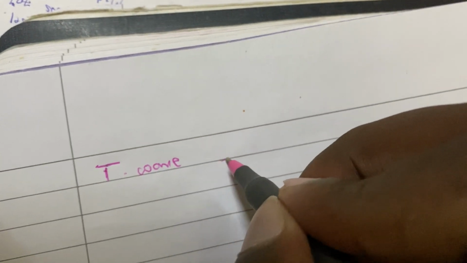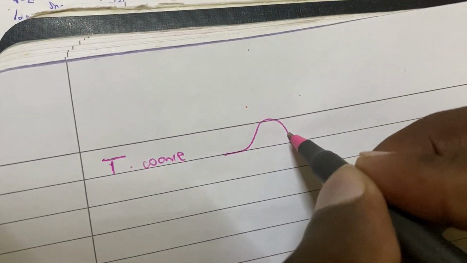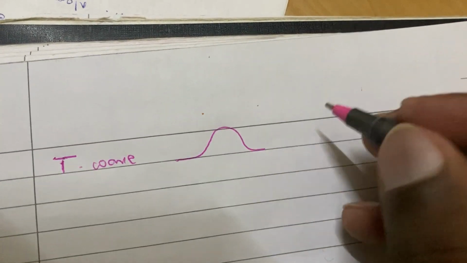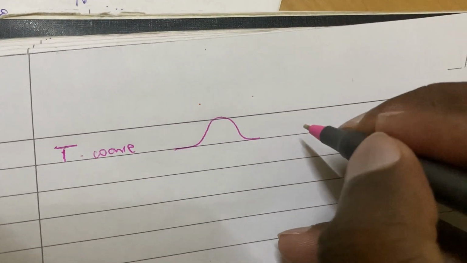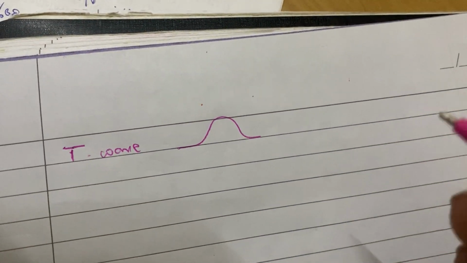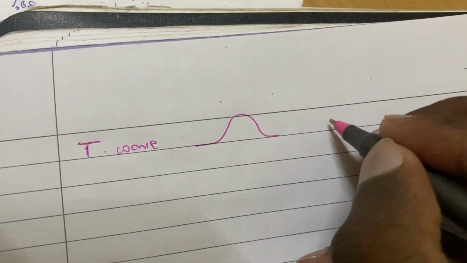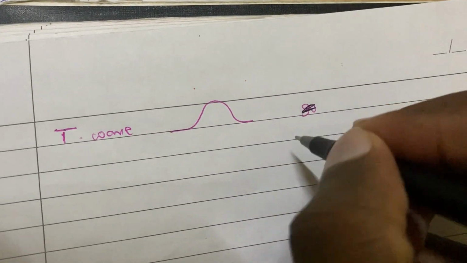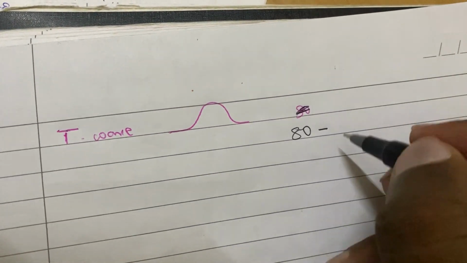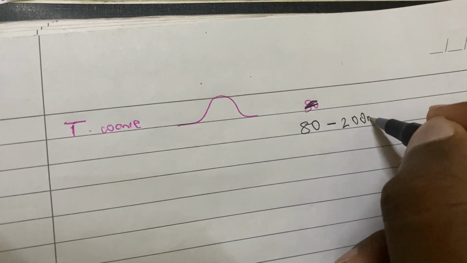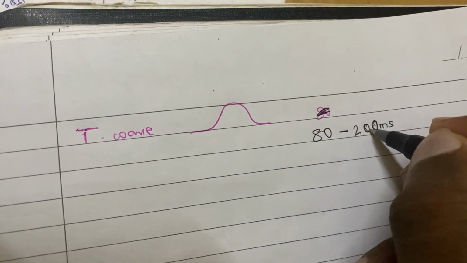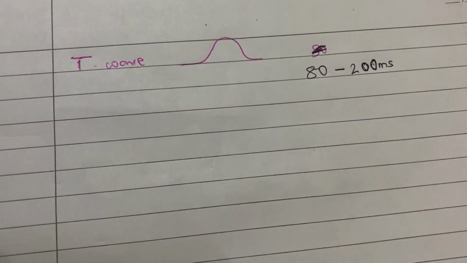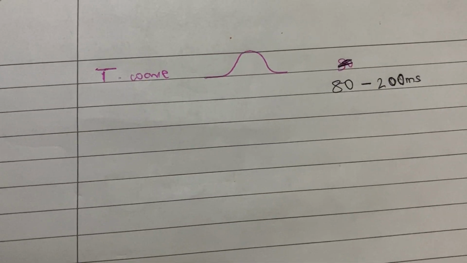So the T wave also has a round contour. It should be like that, round, and its duration has a very wide range, from 80 to almost 200 milliseconds. It can be as small as 2 millimeters, and as wide as 5 millimeters.